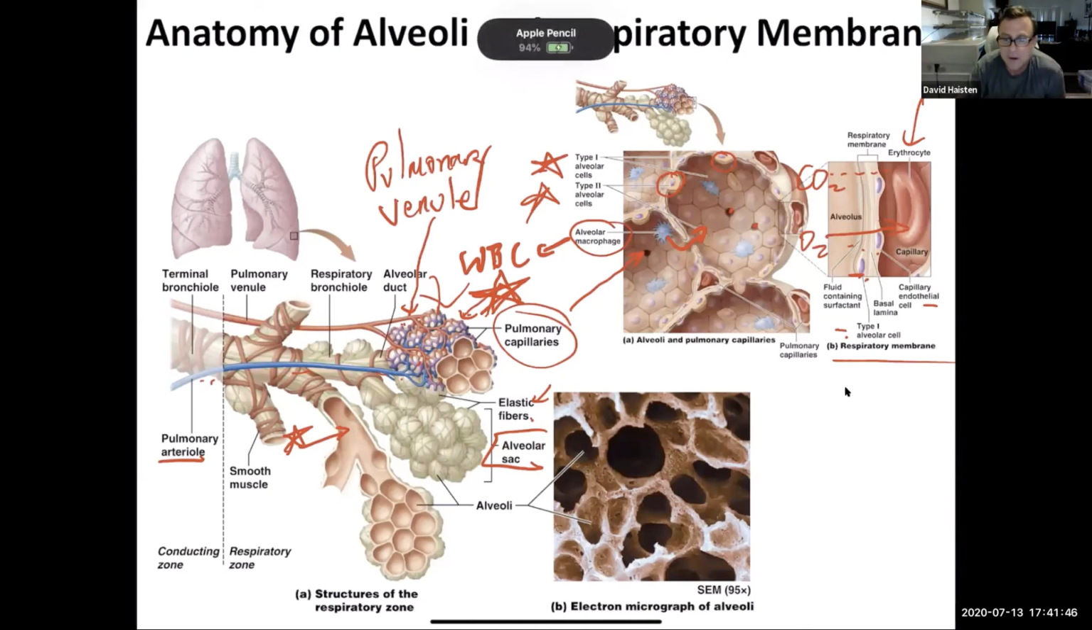Okay. Now, Visible Body has a model of this. There is a typo, and I have let them know of this. Maybe they fixed it by now, but I doubt it. They have the pulmonary arteriole listed as a pulmonary artery. That is sloppy. It's a pulmonary arteriole. And then we have a pulmonary venule. Visible Body will tell you pulmonary vein. Don't believe it.